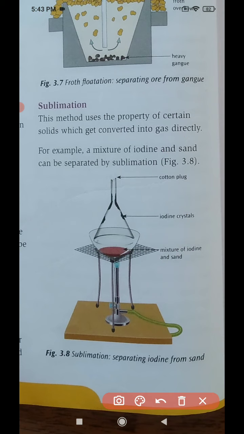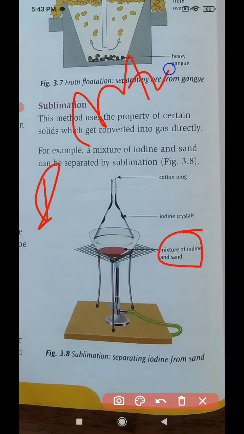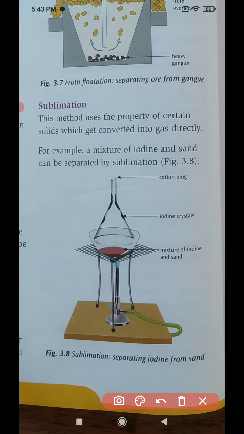The components taken are iodine, which is used to sublimate, and ammonium chloride, which also sublimates. A compound which undergoes sublimation is called a sublimate. Suppose there is a mixture of iodine and sand kept in this utensil. After some time, if you give some heat, you can see the entire setup, and that is called a Bunsen burner.